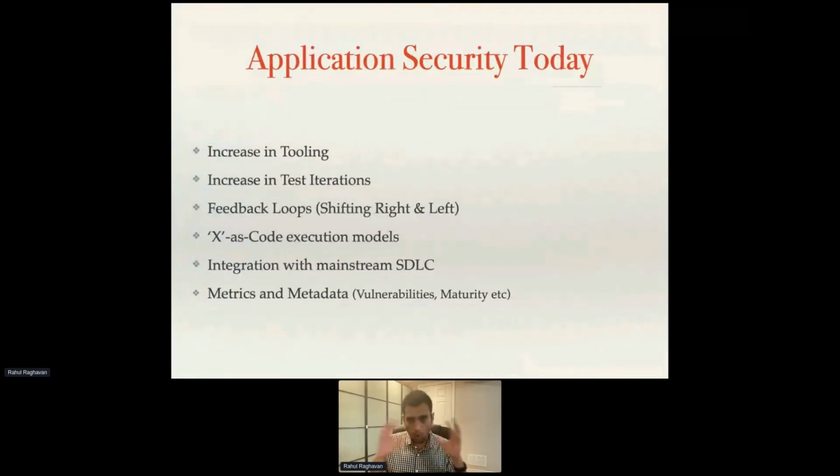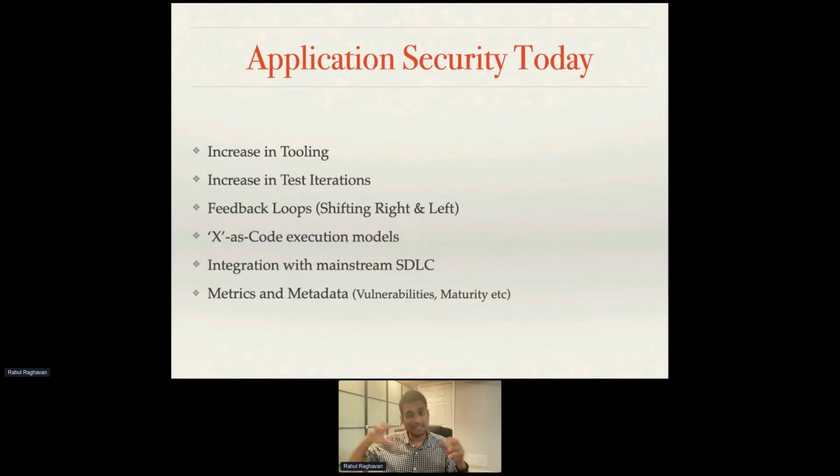So there's this whole bunch of tools and test iterations that have been thrown into the AppSec pipeline. So definitely something that cannot be ignored. And we're also seeing very interesting feedback loops that have been implemented from an AppSec automation standpoint. What I mean by that is, not only have we been fairly successful in shifting left, as we probably say, but we've also been able to shift right, interestingly.